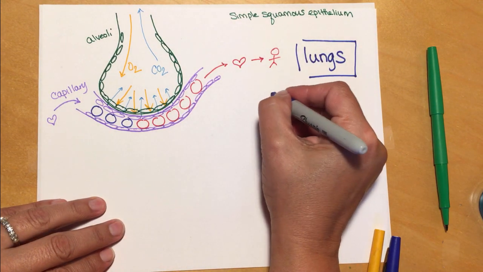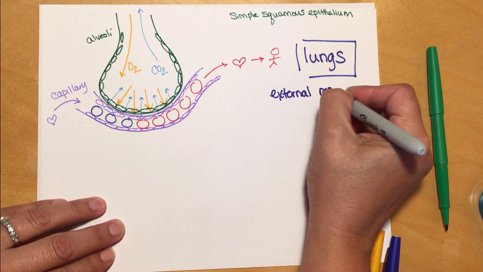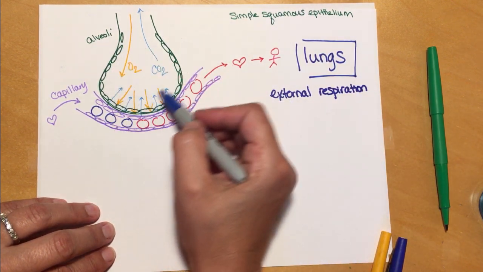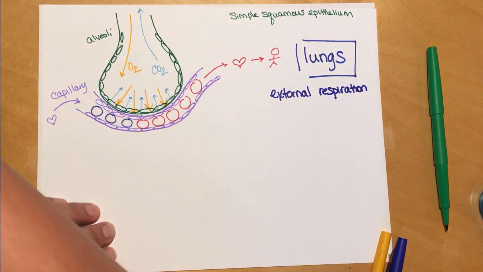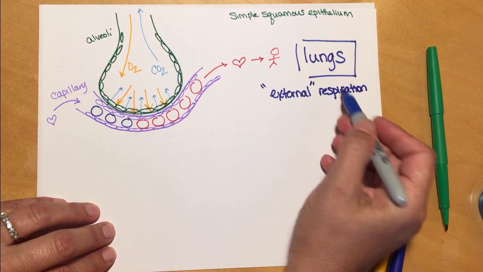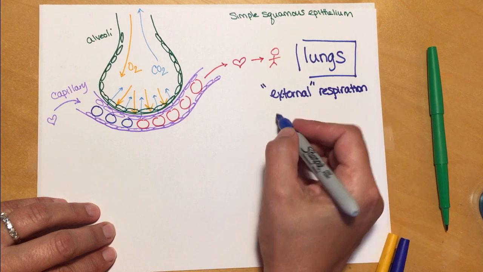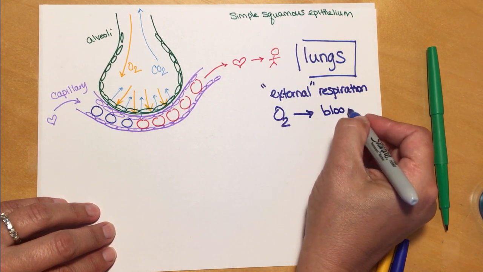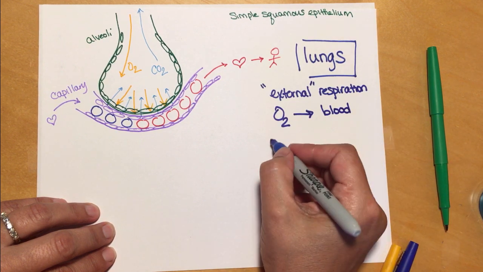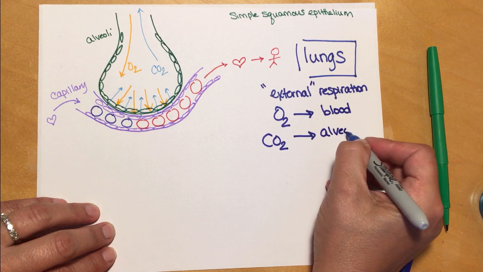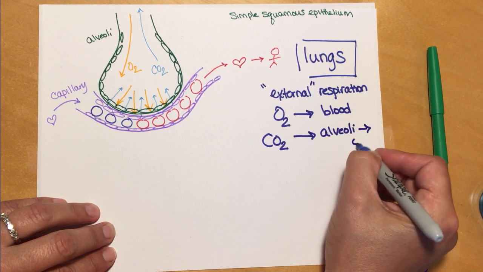We call this external respiration. Why is it external? Well, it's external because this area right here is open to the outside of the body. So external respiration happens in the lungs. Oxygen is going into the blood, and CO2 is going into the alveoli and then out of the body.